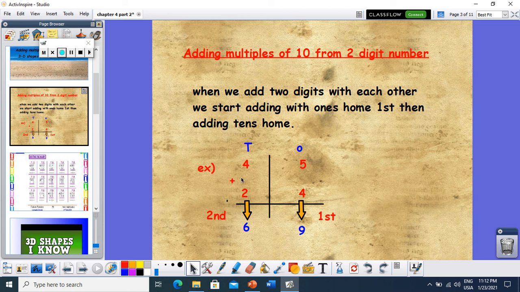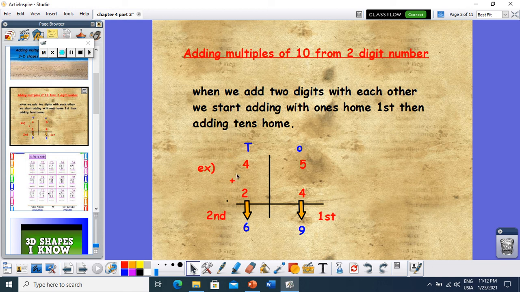So when we add 45 plus 24, the first step I have to put the home of each digit. So here 5 is the ones and 4 is the tens. 24, 4 is the ones and 2 is the tens. Now let's add the ones home together. 5 plus 4. Put 5 in my mind, 4 in my finger. After 5, 6, 7, 8, 9. So I will write 9 on the ones home.